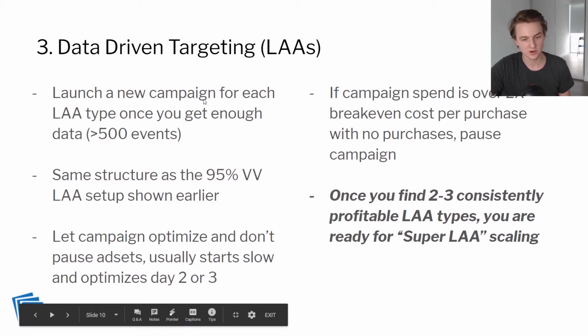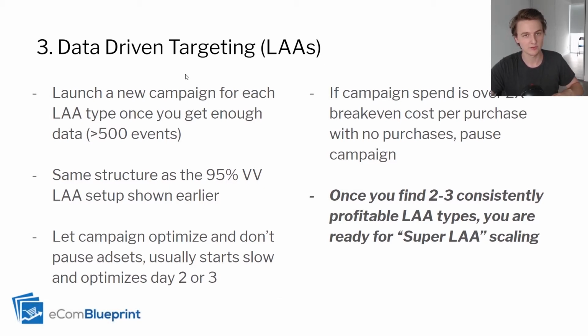Now, the data-driven targeting phase also has a component with lookalike audiences, right? So at this point, you have a lot more data than before. At this point, the only lookalike you've launched is the 95% video viewers lookalike, but there's a lot better lookalike audiences that you can build based on the new data that you're getting from testing interests, from running the 95% video viewers lookalikes. You have a lot more data now, and so you should launch new lookalikes with the new data that you have. And so I wrote here, launch a new campaign for each lookalike audience type once you get enough events. So you need at least 500 events is what I'd recommend for a new lookalike.